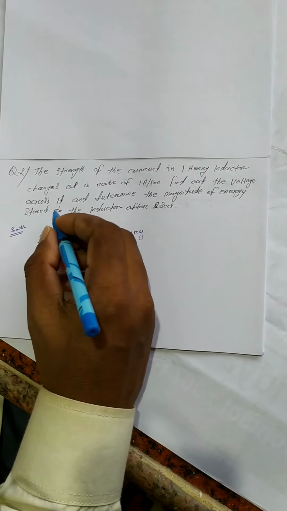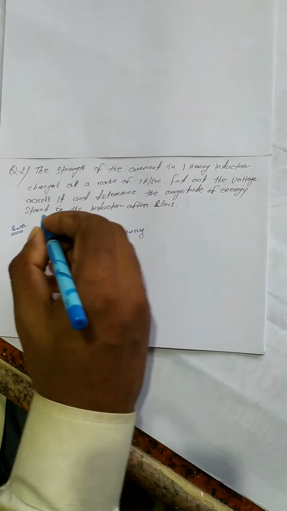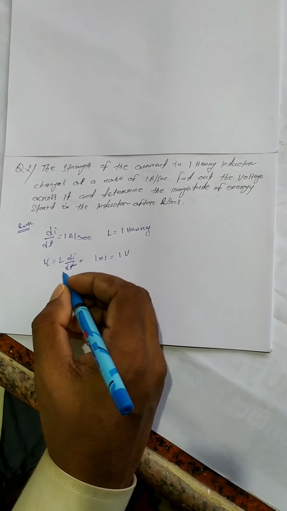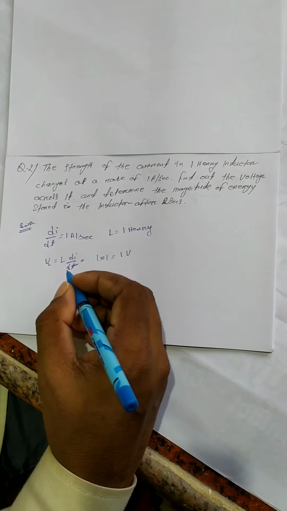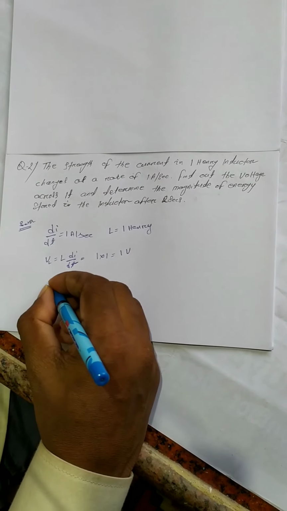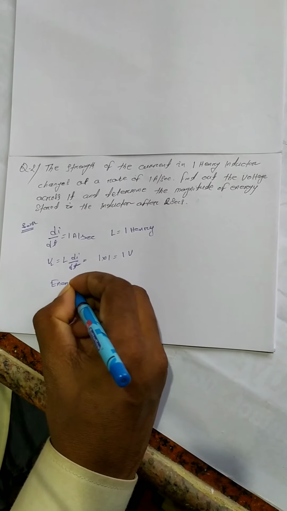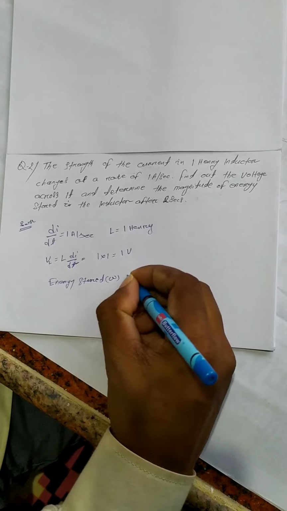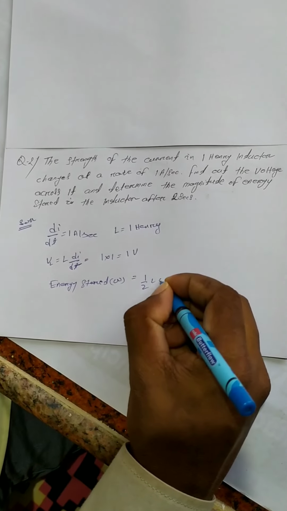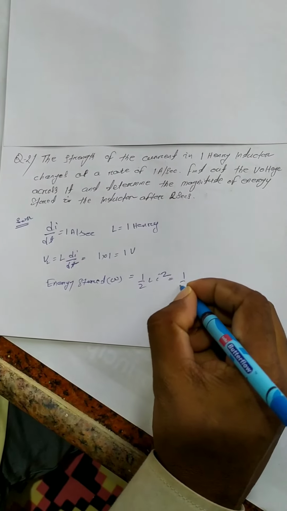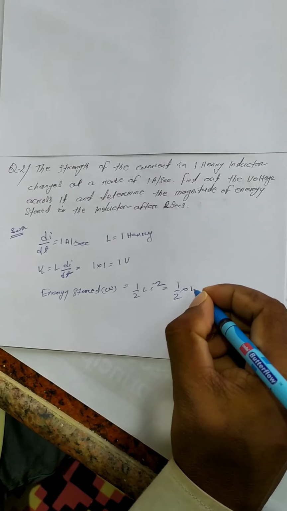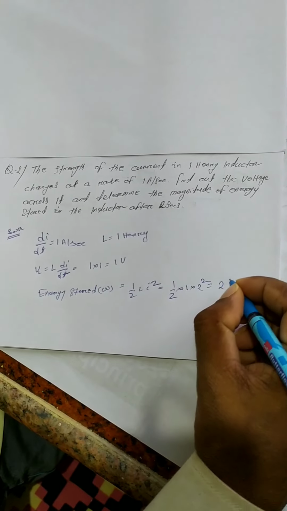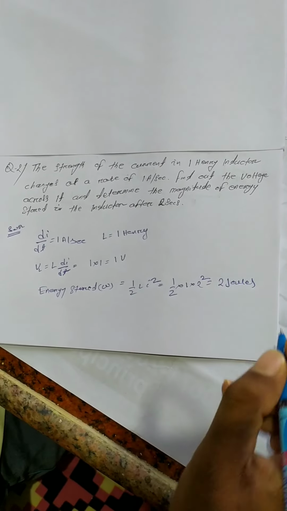Next question is determine the magnitude of energy stored in the inductor after 2 seconds. We know energy stored W is equal to half L I square, which is equal to half, L is 1, I square equal to 2 square, which is equal to 2 joules.